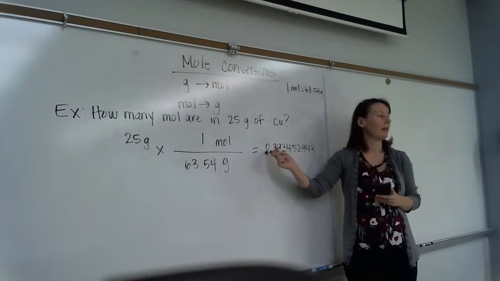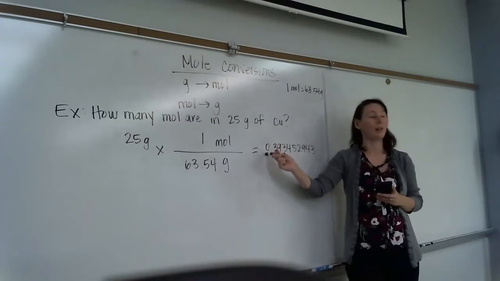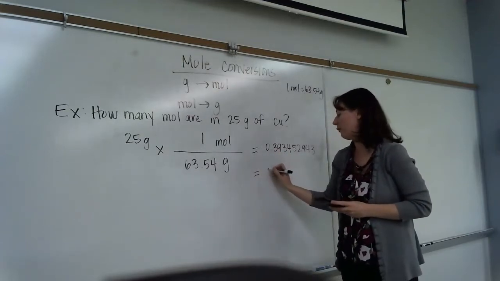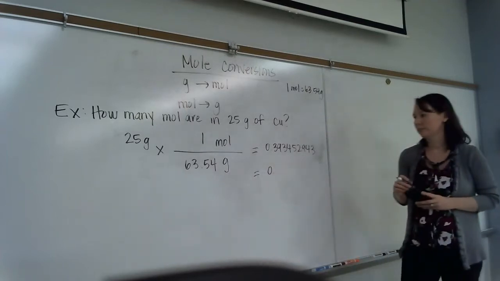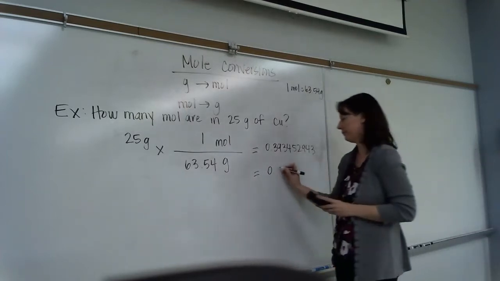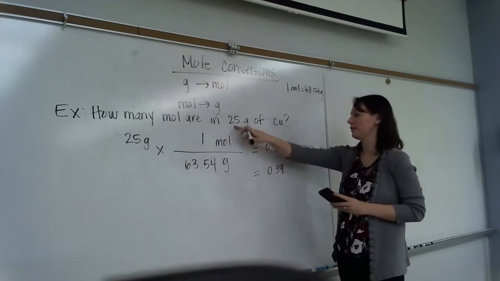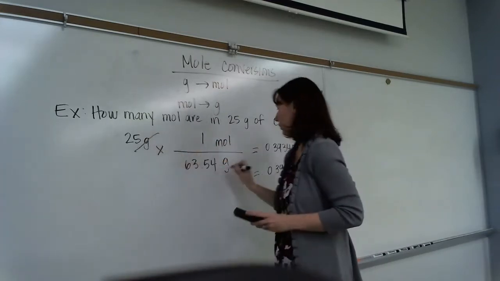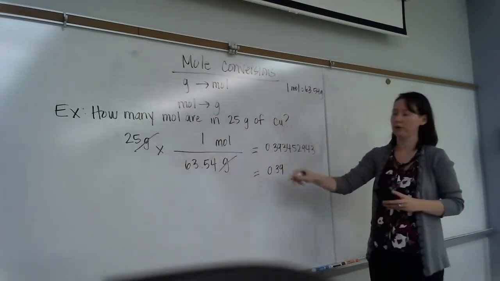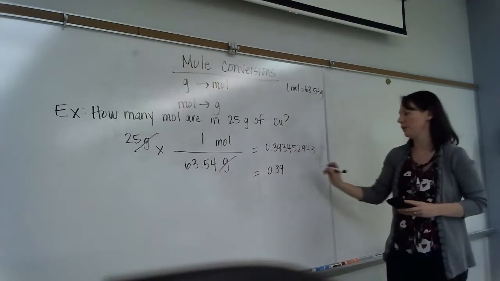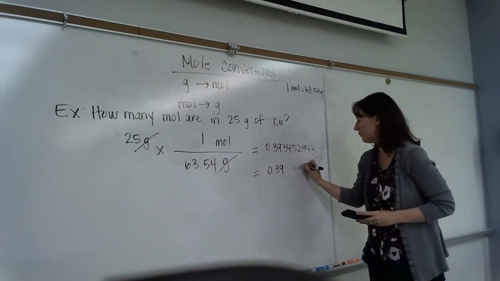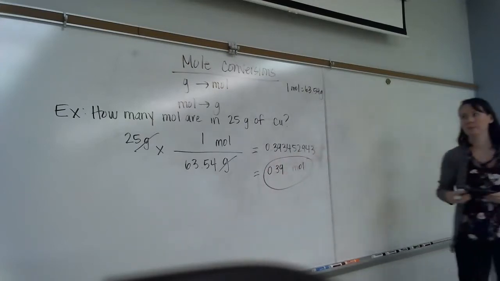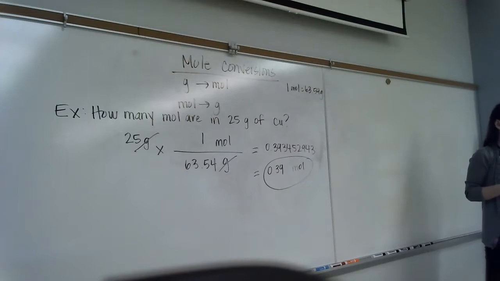Is this 0 right here significant? No, it's just a placeholder. So when I round this to my final answer, what will my final answer be? 0.39, 2 sig figs, 2 sig figs. And then my units: grams canceled, because if you've got grams in the numerator and grams in the denominator, it cancels. So my unit is just moles. So that is my final answer. Does everyone see how we did that one?